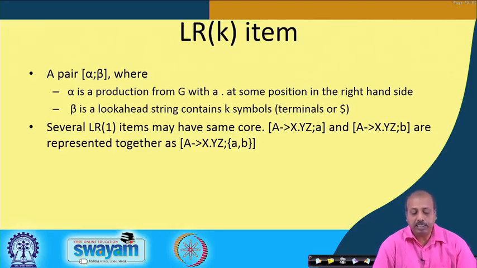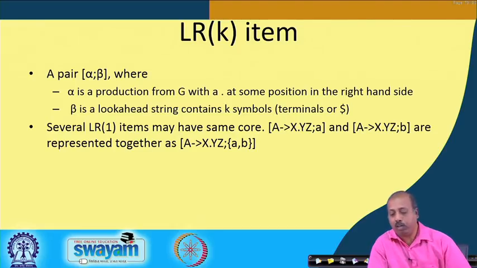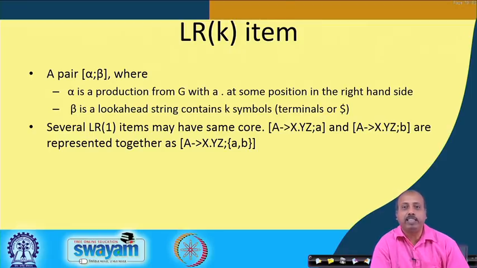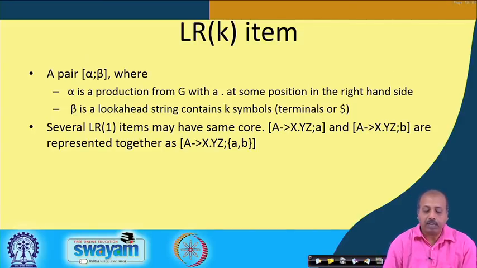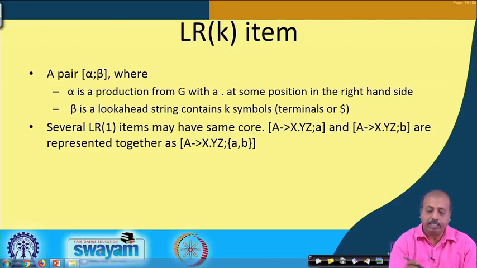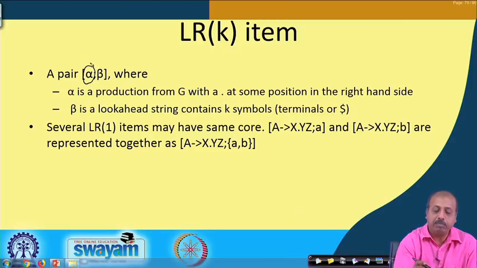Okay. So, what is an LRK item? For all our discussion, we will be taking k equal to 1. You can just generalize it to other values of k. So, this LRK item is a pair alpha semicolon beta, where alpha is a production from the grammar G with a dot at some position in the right hand side. This alpha part is similar to what we have in the LR0 item.